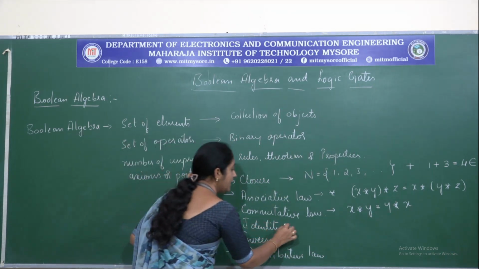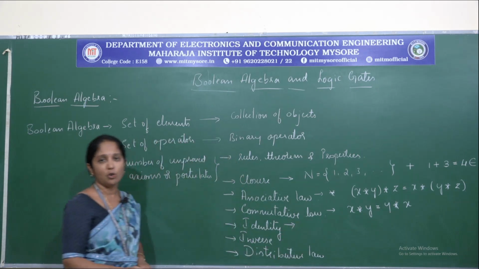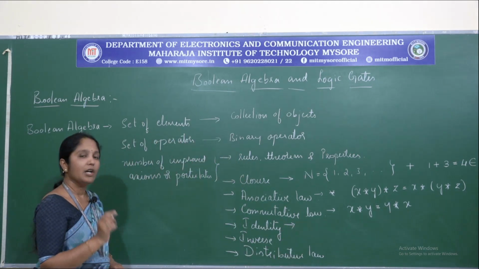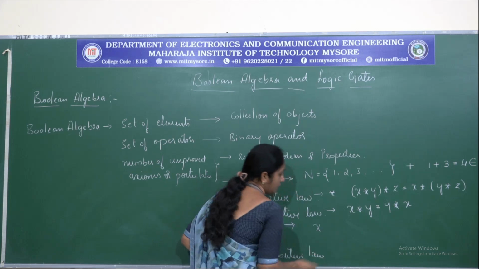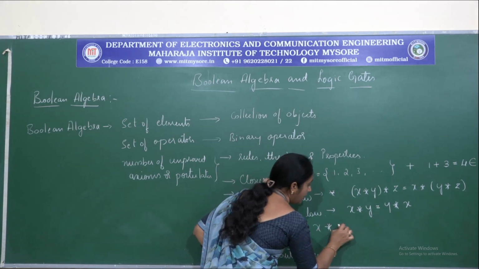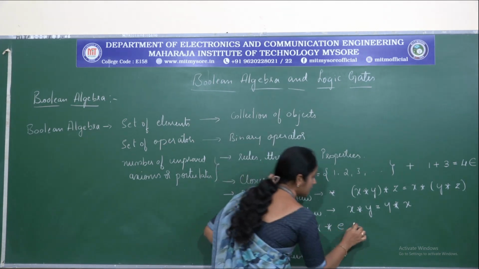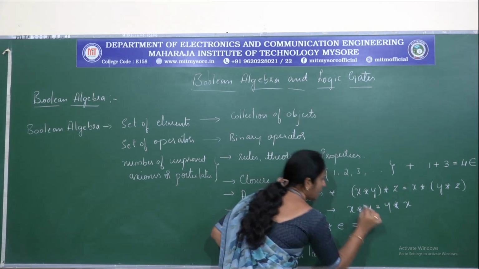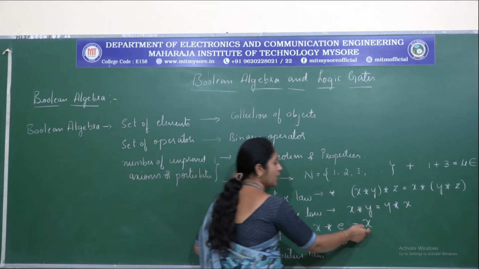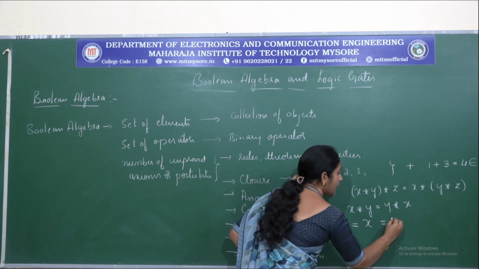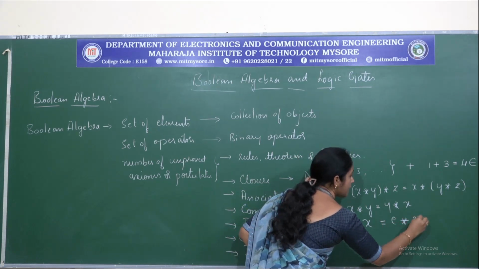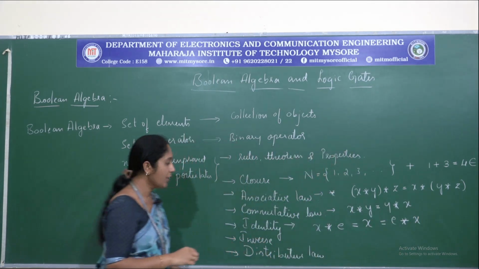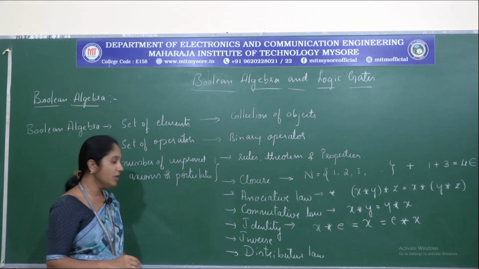Then identity. A set S is said to have an identity element if there exists an element E such that x star E is equal to x, or E star x is also equal to x. Next we have inverse.